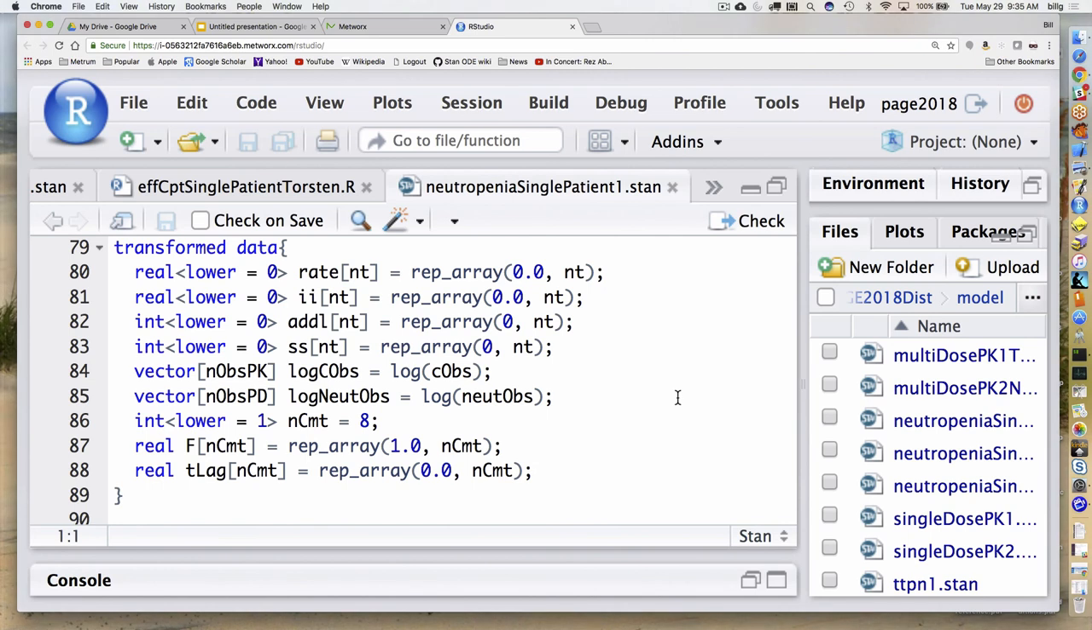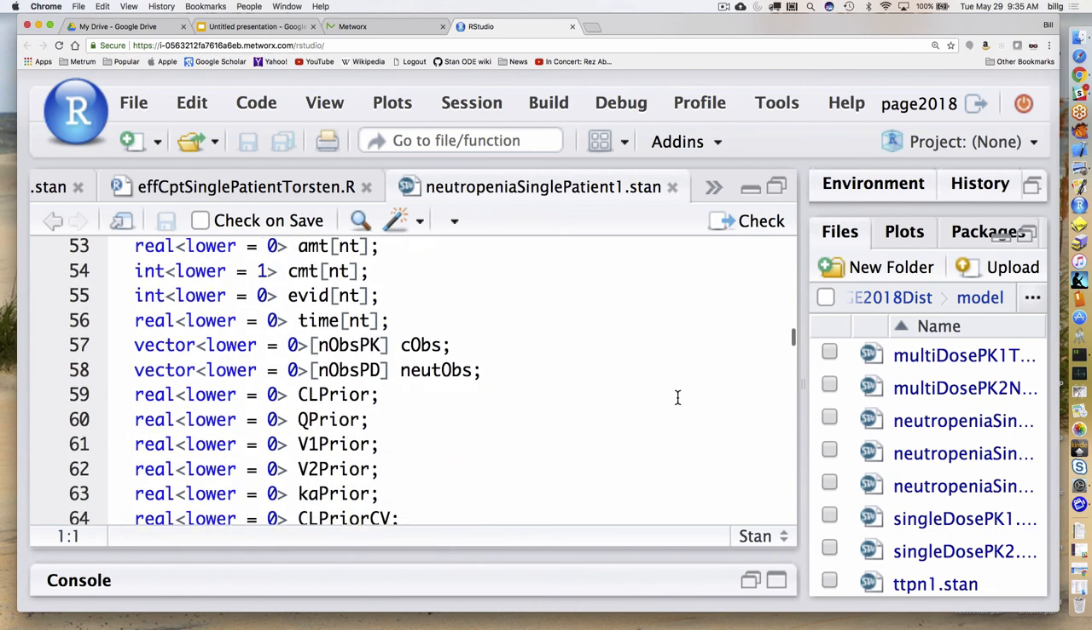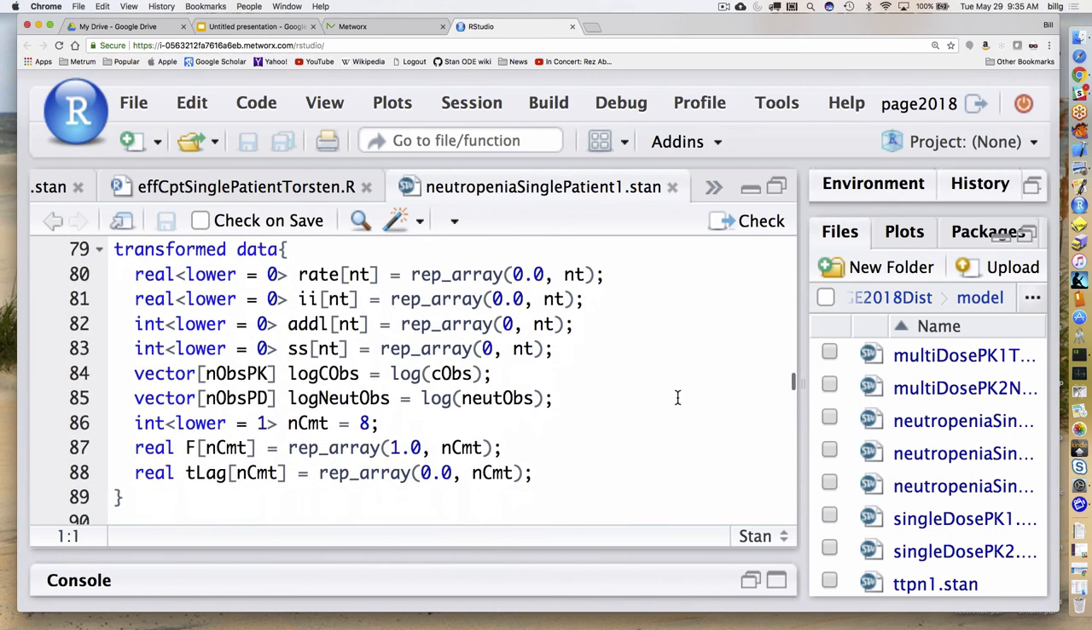Transform data, did I do anything of interest there? I take it I didn't specify some of the non-MEM elements, so I just dealt with them here because they were trivial. Rate, II, ADDL, and SS were all things that I was going to be using zeros for anyway, so it was just as easy to stuff it all in there.